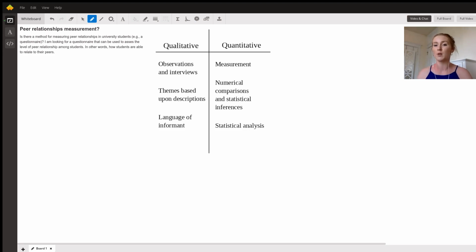There's a difference between qualitative and quantitative. If you're doing qualitative, you're focusing on observations and interviews, and you're looking at themes that are based on descriptions that students give, and you're going to report your findings in the language of the informant. So if you're doing a qualitative questionnaire, then you want to leave open-ended questions, asking things like, for example, how do you feel about your relationships with your peers?